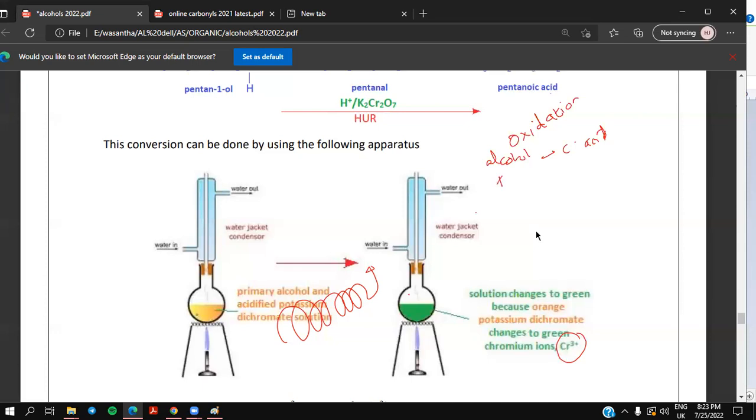In K2Cr2O7, it reduces. Reduces means, in acidic medium, the Cr2O7 2- dichromate ion goes to chromium 3+. Chromium 3+ is green, so the solution goes to green because there are chromium 3+ ions in the solution. So likewise, we allow the chemical reaction to occur.